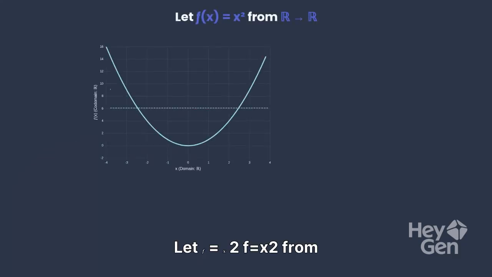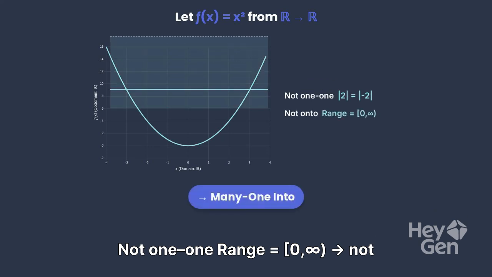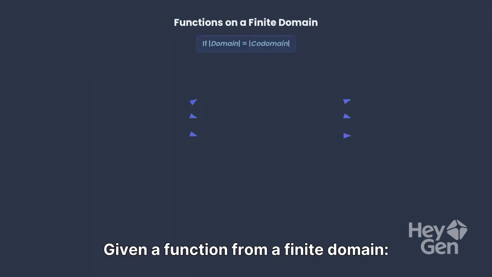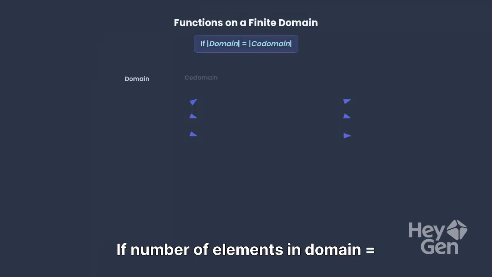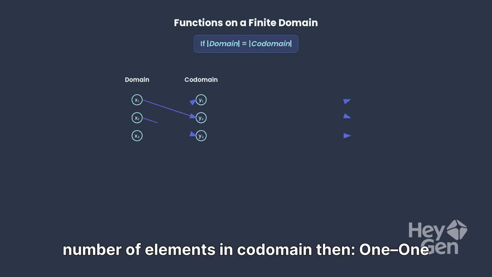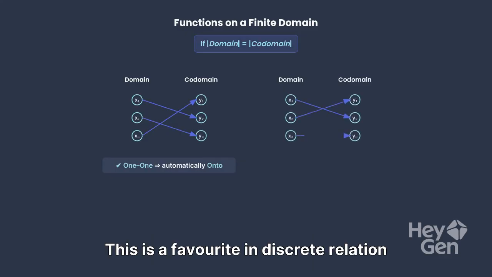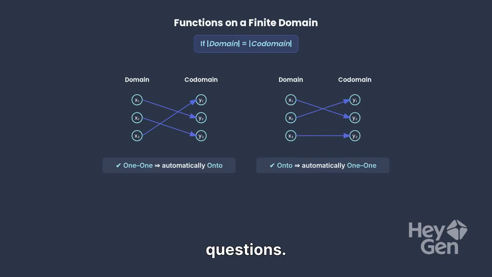Let f(x) = x² from R to R. It is not one-one, the range is [0, ∞), so not onto: many-one into. Given a function from a finite domain, if the number of elements in the domain equals the number of elements in the codomain, then one-one is automatically onto, and onto is automatically one-one. This is a favorite in discrete relation questions.